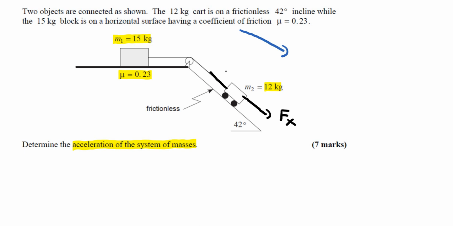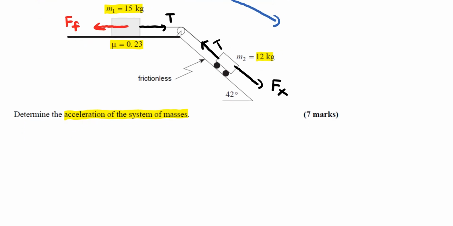And I guess we have a tension here in the rope. We have a force tension here as well. And we also have this force of friction acting in the opposite direction in which the system is moving here. Okay, so based on that, we can now create an F-net equation here. So here is your F-net equation for the entire system.